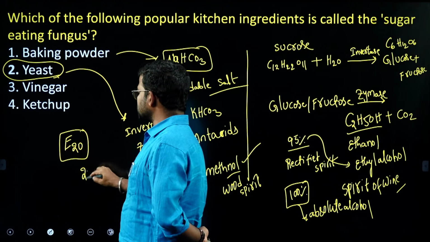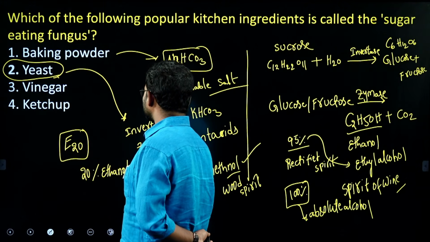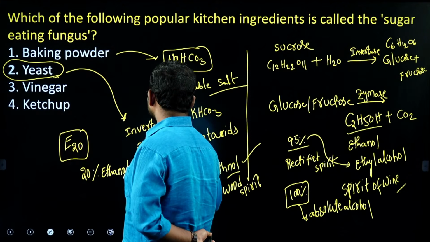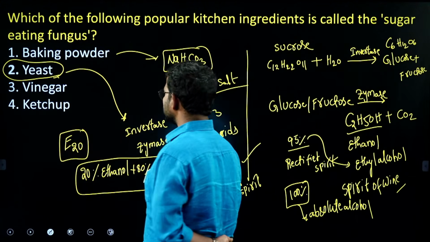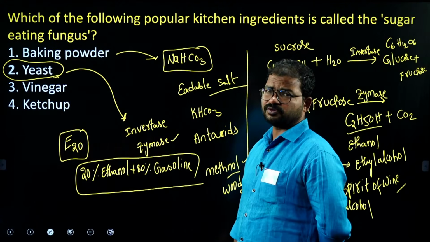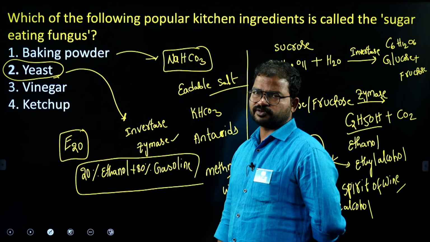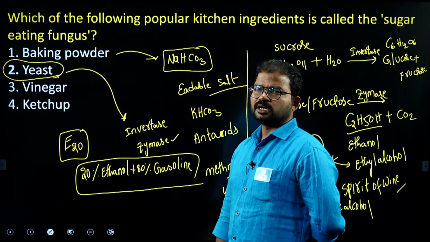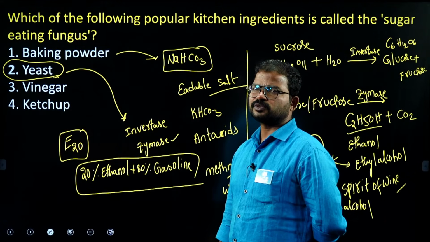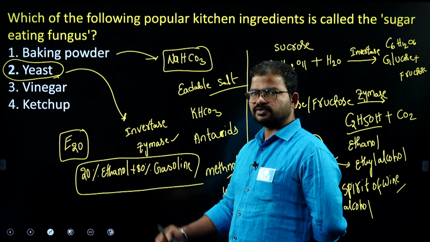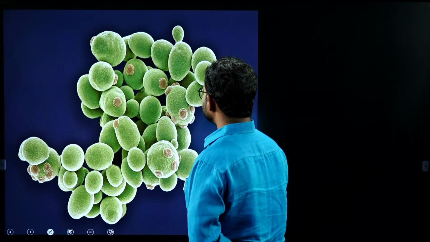E20 means 20% ethanol, remaining 80% gasoline, nothing but petrol. So this composition is treated as E20, and similarly E85, E100, E5, E10. So we have a number of blended fuels. Of course, India's target was to use at least 20% blended fuel by 2025. So India already did that.